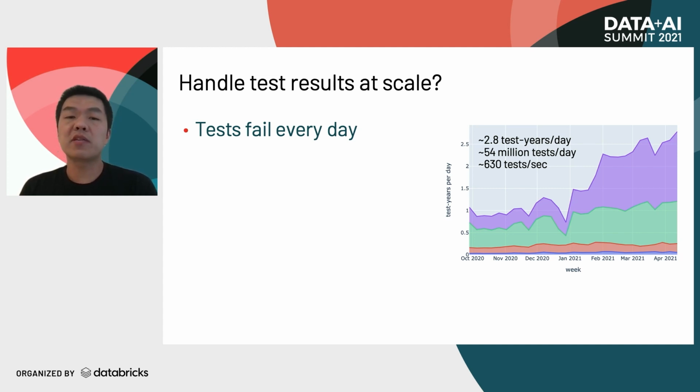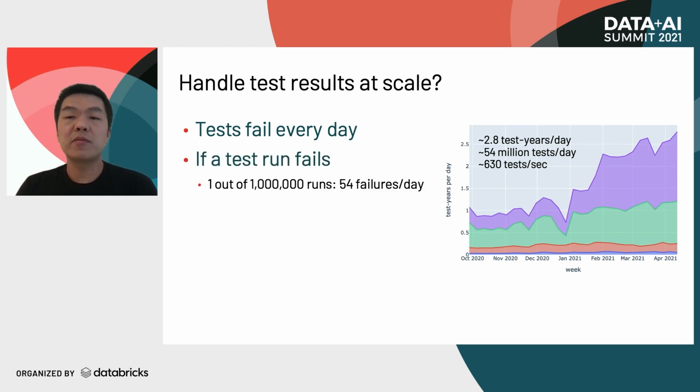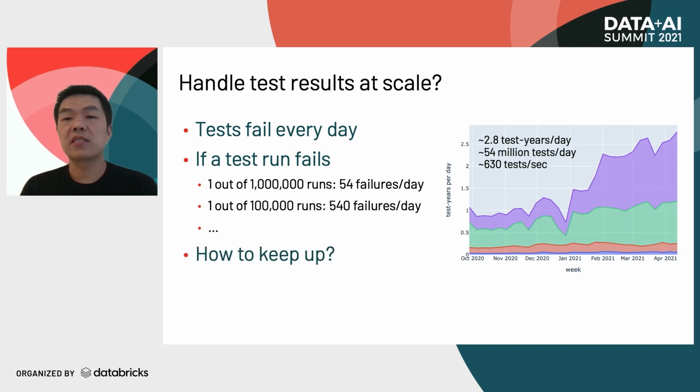Let's do some simplified estimation. When a test fails once in a million times, we will have 54 failures per day. If a test fails once in every 100,000 times, we will have more than 500 test failures per day. As we keep offering new functionalities and services to our customers, the number of tests will keep increasing. We will need to figure out a sustainable approach to keep tracking the results of tests we run.